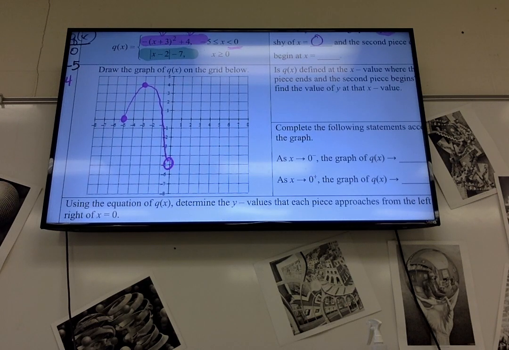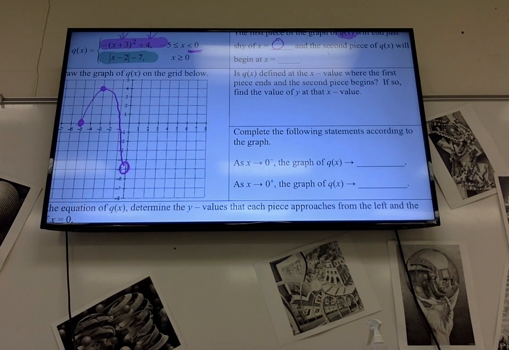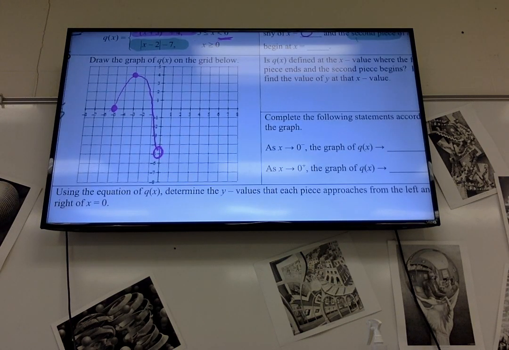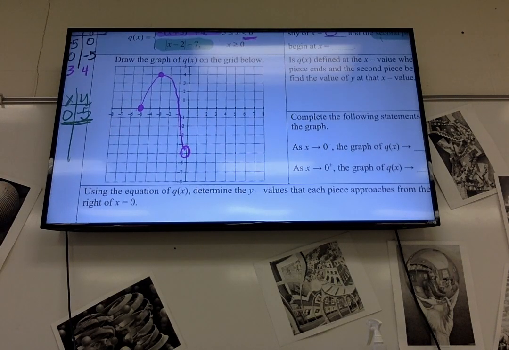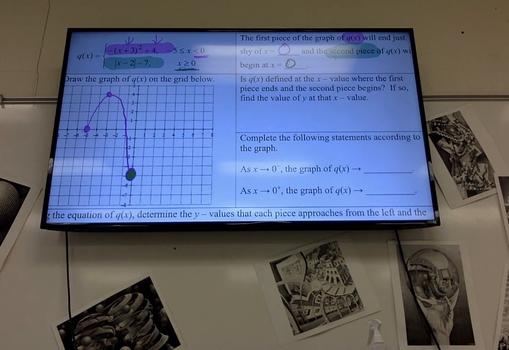And the second piece is absolute value of x minus 2 minus 7. So I'm going to make a little XY chart over here. If I plug in 0, I get 0 minus 2. Absolute value of 0 minus 2 is 2. 2 minus 7 is negative 5. So that's saying the second piece, which is that green one, of q of x will actually begin at 0, negative 5, because it's got a line under it. So here, I would actually fill that in. I was just talking about the wrong equation.